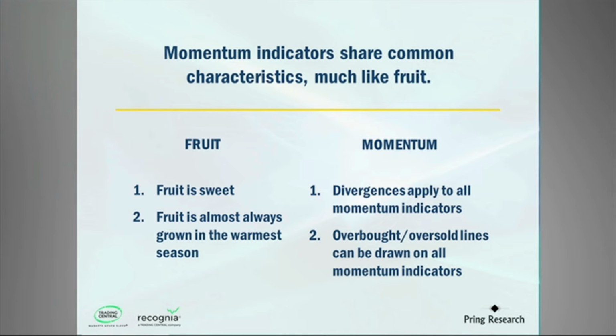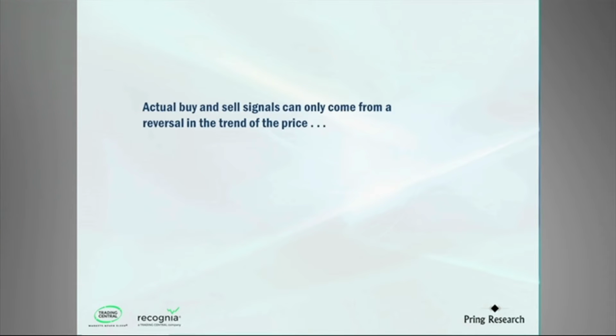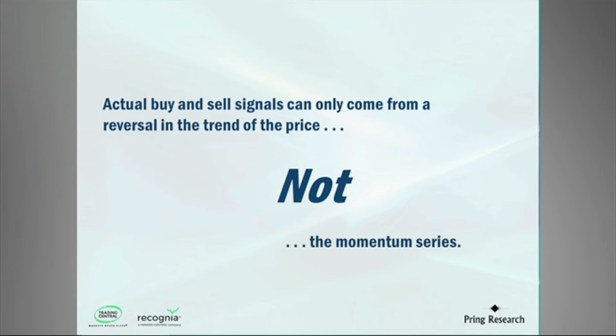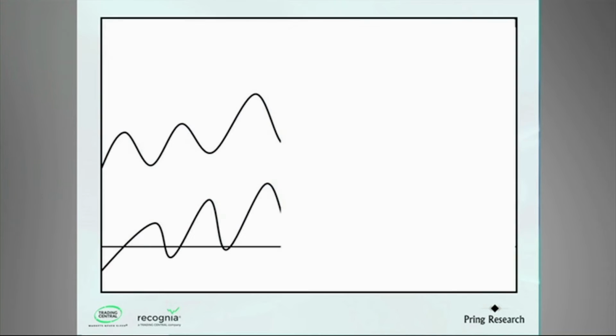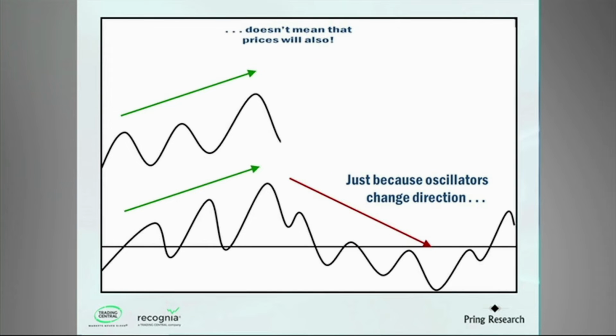other indicators. For the moment, though, it's very important to note that actual buy and sell signals can only come from price action, from a reversal in the trend of the price, and not from the momentum series. Bearing this in mind, here we see the price and momentum rising simultaneously, but just because oscillators may change direction, it doesn't mean that prices will also.